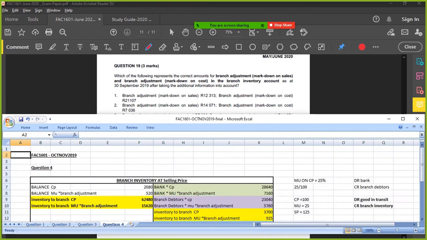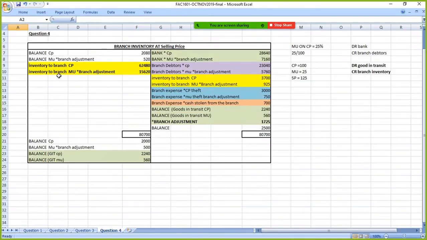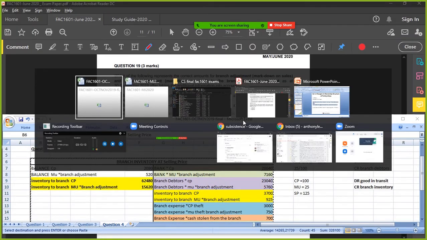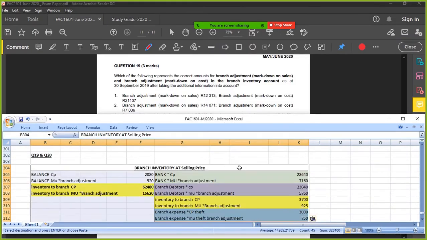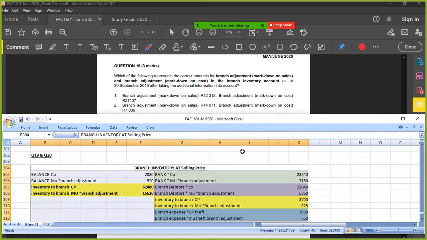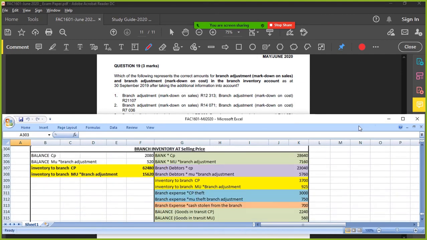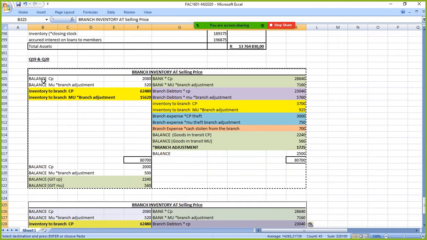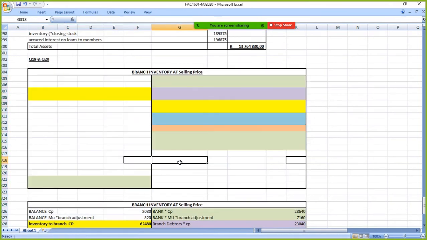It was this one. Branch inventory. That's the one. Nice, pretty layout. Copy paste. There we go. Perfect. This is October, November. Okay, save. Don't lose anything this time. Okay, good. So I'm going to copy paste, delete. There we go.